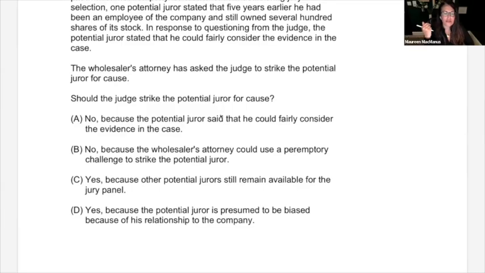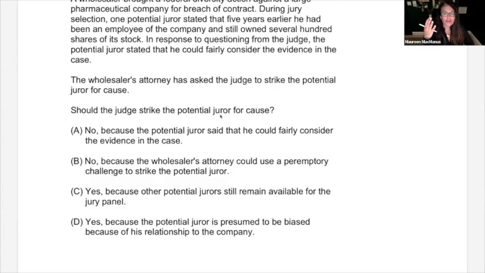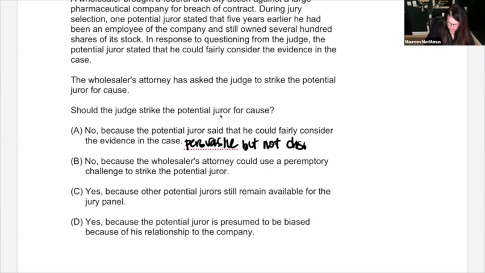So A, no, because the potential juror said that he could fairly consider the evidence in the case. All right, that's a consideration that the court takes, but when there's a presumption of bias, you're probably going to want to kick that person. So the judge probably should strike the juror for cause. So here, this is kind of persuasive, but not dispositive. Just because someone made that statement doesn't mean we shouldn't strike them.